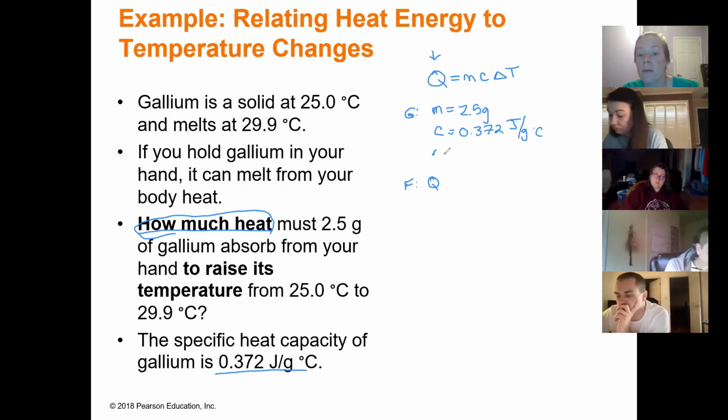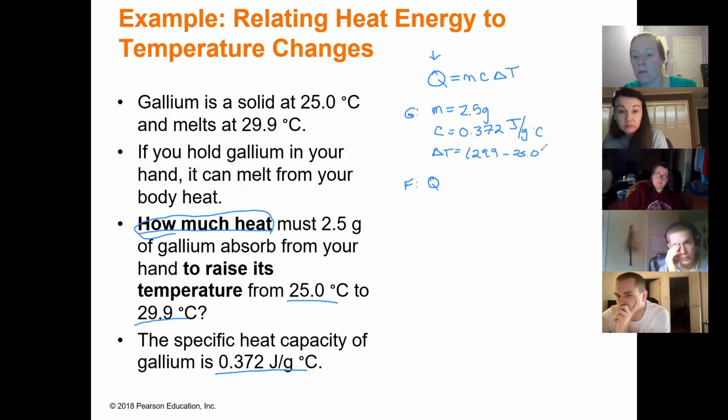And then do we have a change in temperature? Almost. We need to calculate it out, but we are going to end at 29.9. We're going to start at 25. So I'm going to take my 29.9 and subtract 25.0 to get, I put a parenthesis in there. What is that? 4.9 degrees Celsius.